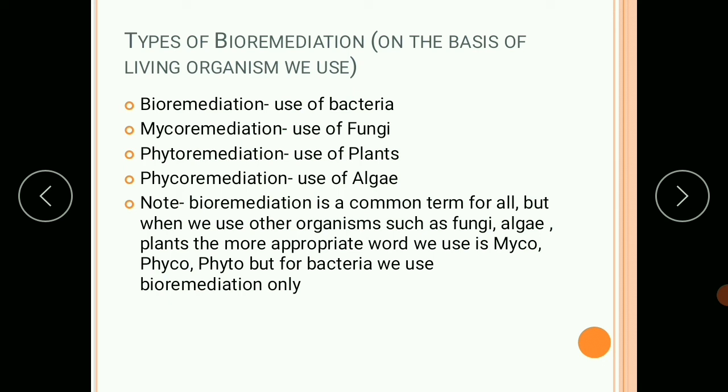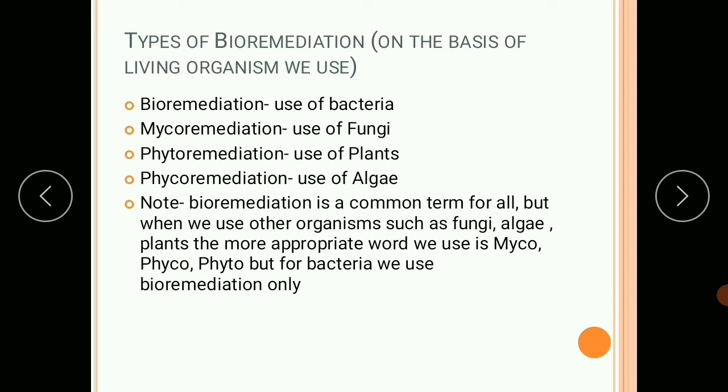Now, types of bioremediation on the basis of living organism we use. When we use fungi, we'll simply call it as mycoremediation. Using of plants, we'll call it as phytoremediation. And if we use algae to treat pollutants, then it is phycoremediation.